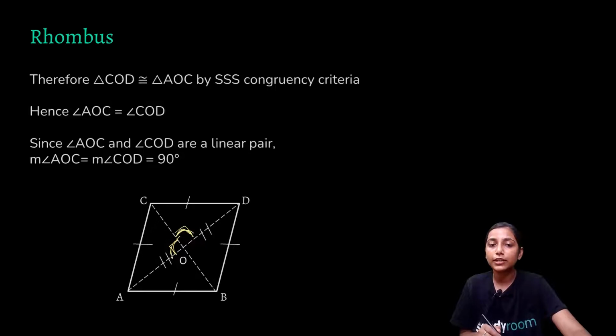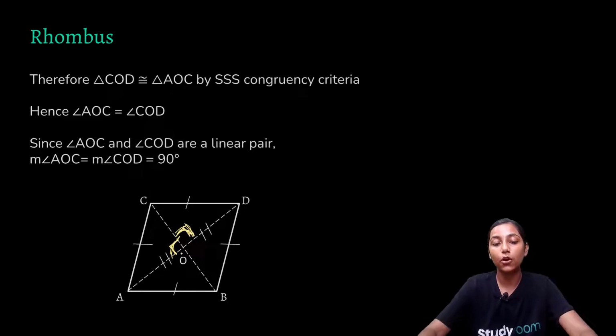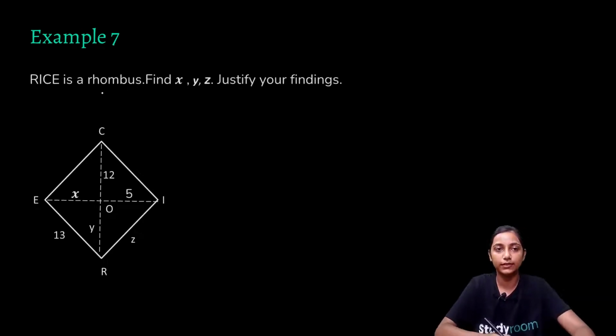Now the next step is we need to prove that these angles are actually 90 degrees. We know that since these two angles are equal, and they also form a linear pair, the sum is going to be 180 degrees. And these are equal, so each is 90 degrees. This is true only if these two angles are 90 degrees. Since they form a linear pair and they are equal, they are 90 degrees. So we have proved that these are perpendicular bisectors. The same we can prove for these two angles also by taking these two triangles and proving them congruent, and we have a rhombus given to us in this.